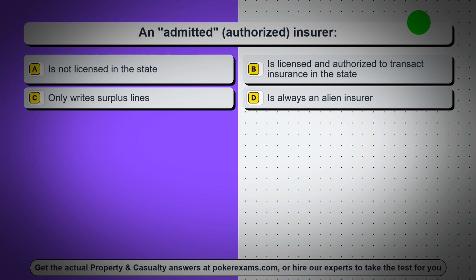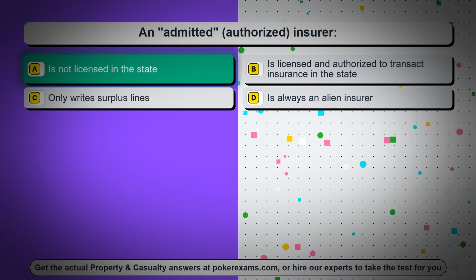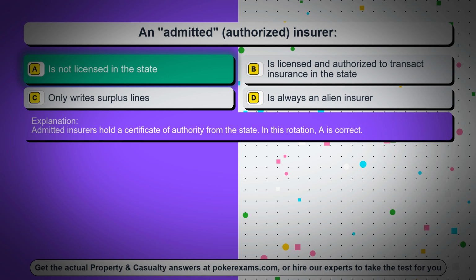Question 19. An admitted, authorized insurer: Option A, is not licensed in the state. Option B, is licensed and authorized to transact insurance in the state. Option C, only writes surplus lines. Option D, is always an alien insurer. The correct answer is option A, is not licensed in the state. Admitted insurers hold a certificate of authority from the state. In this rotation, A is correct.